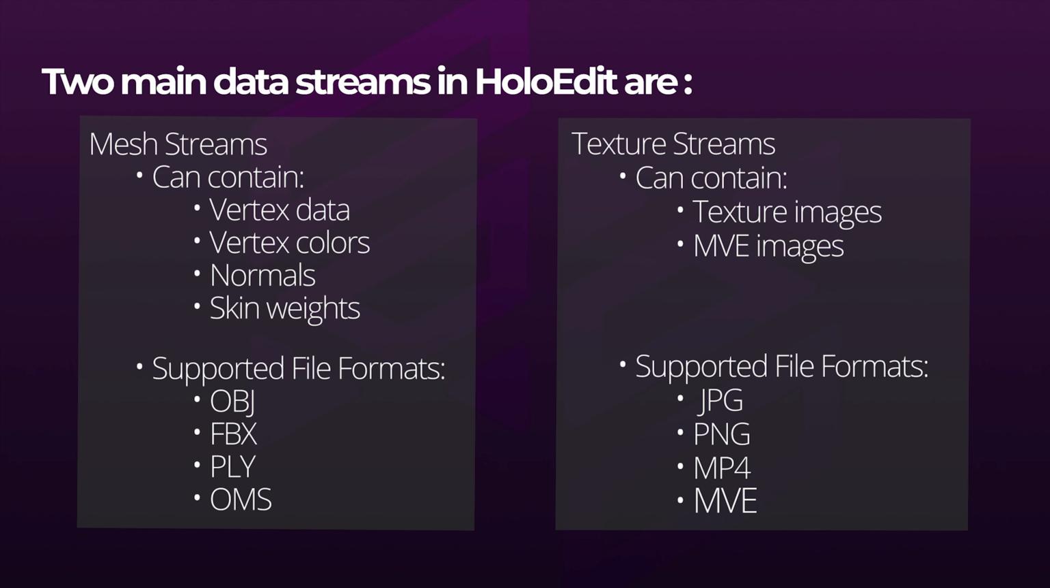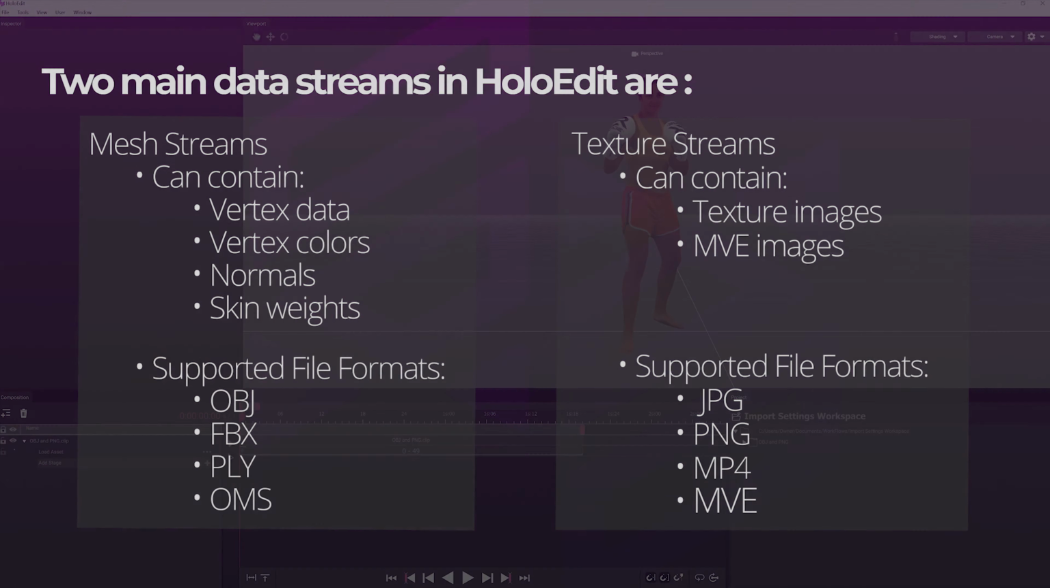The two main types of data streams in HoloEdit are mesh streams, which represent 3D geometry and related data such as skinning and colors, and texture streams, which represent surface textures or multi-view environments. Clips can contain mesh data, texture data, or both.